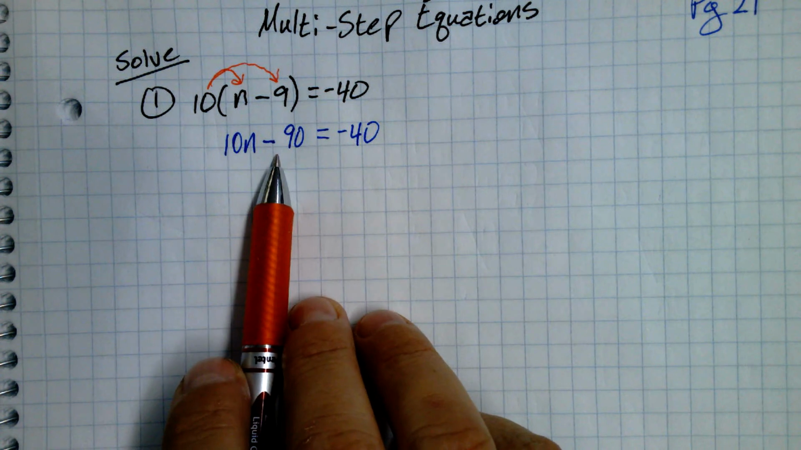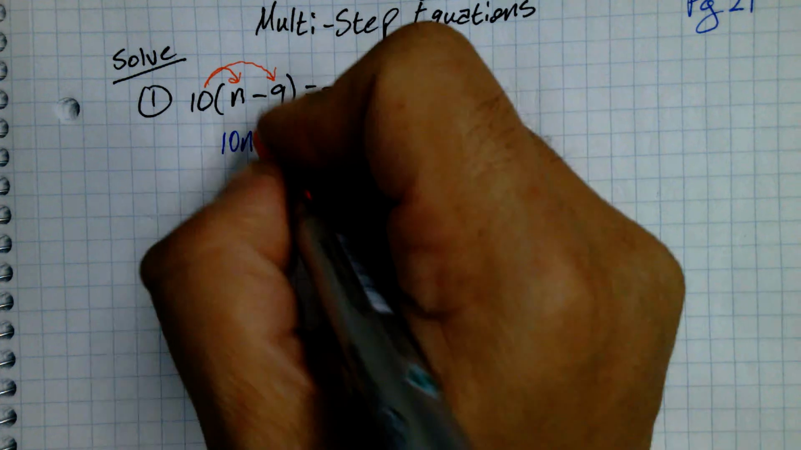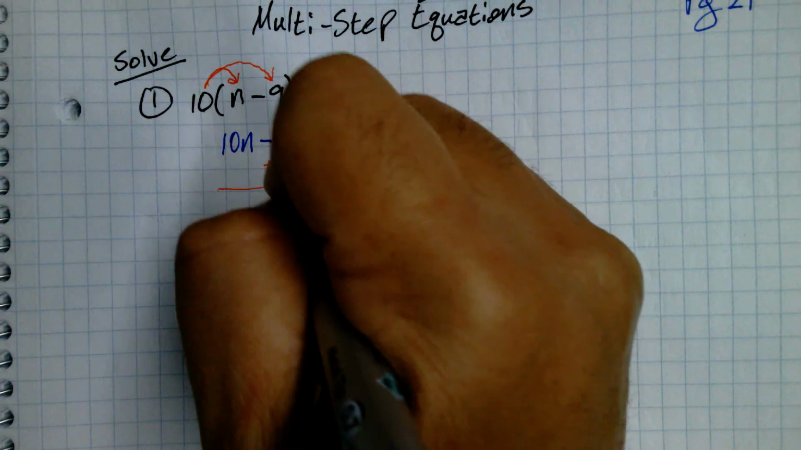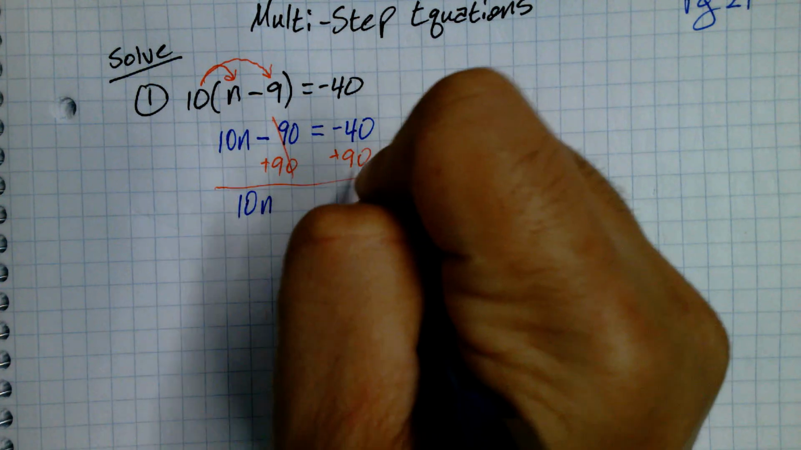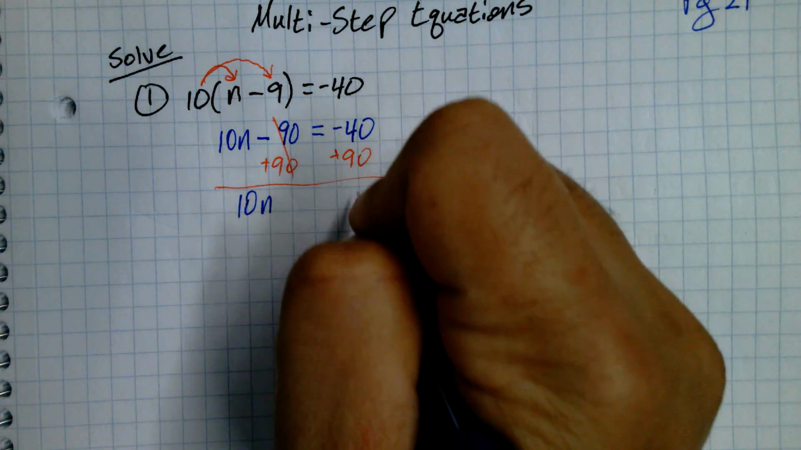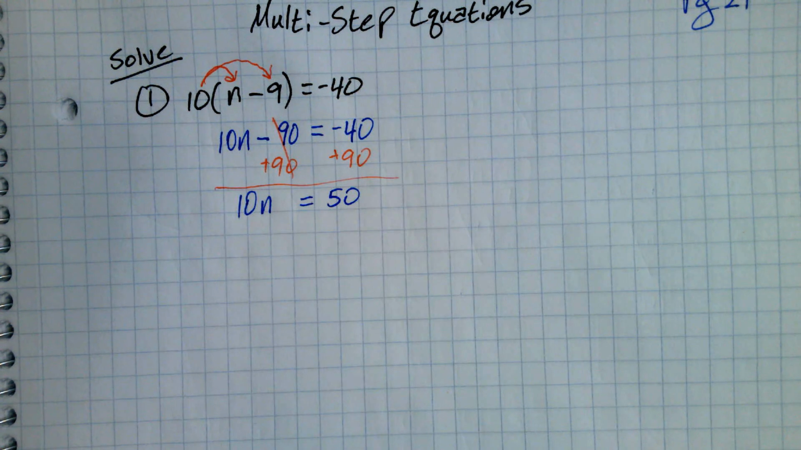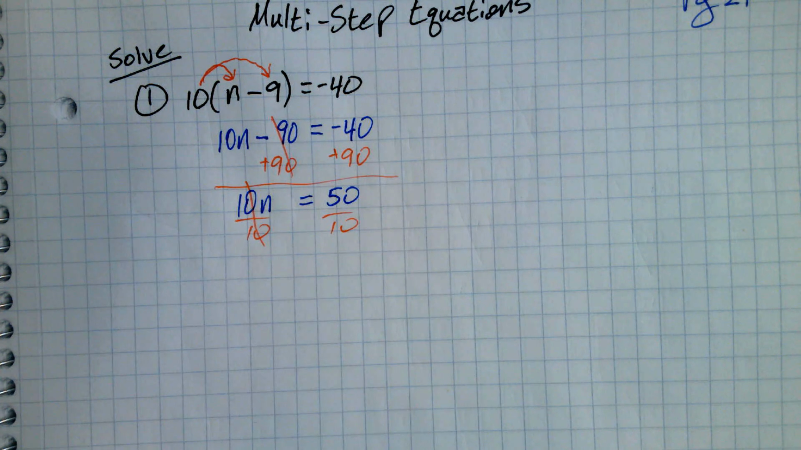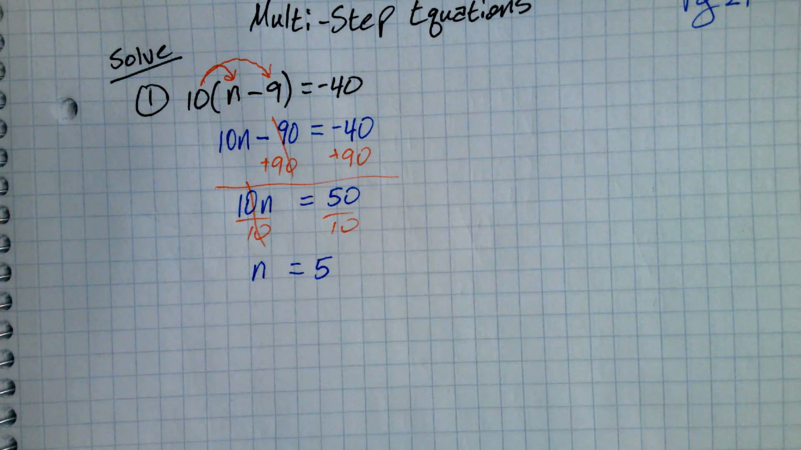Well, this is a two-step equation now. Let's get rid of the 90. Add it. Yeah, let's do it. We'll go a little quicker because now we've done this for a while. So we get 10n equals negative 40 plus 90. And we'll just divide out the 10. And we'll get n is 50 divided by 10, which is 5. So in the end, we get a 5 as our solution.